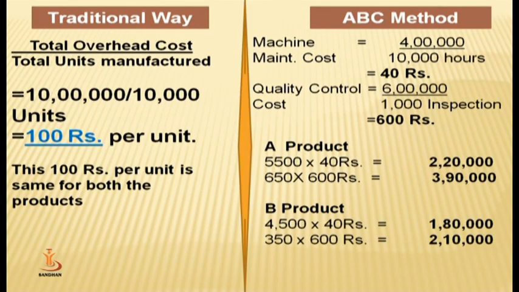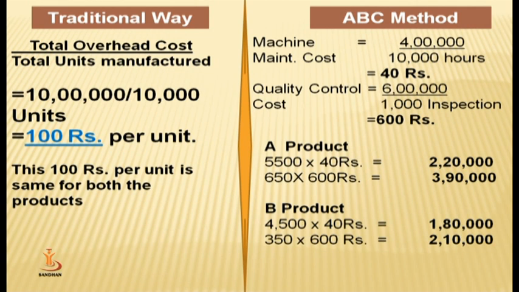We'll see how it is calculated the traditional way. As you know, in the traditional way only one rate is there: total overhead cost divided by total units manufactured. So 10 lakh rupees total overhead cost divided by 10,000 units gives 100 rupees per unit. So the traditional way is very easy to calculate.